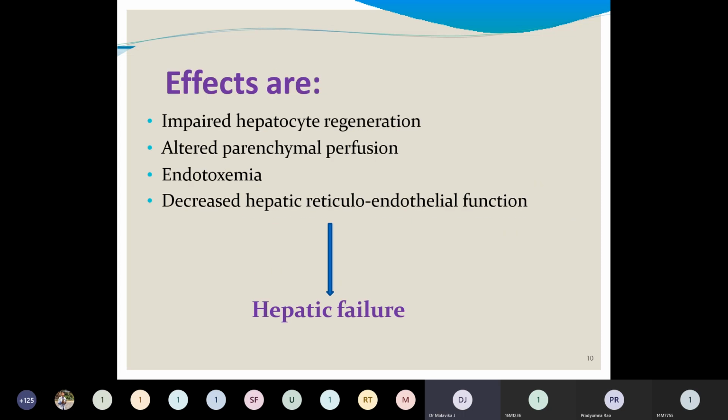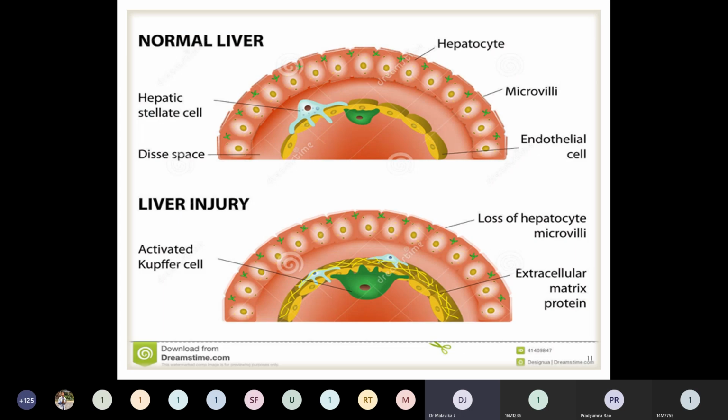So what are the effects? Impaired hepatocyte regeneration will occur. There will be altered parenchymal perfusion. This will result in endotoxemia and decreased hepatoreticular endothelial function, causing hepatic failure in children.